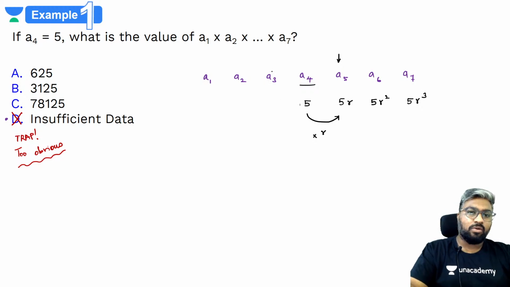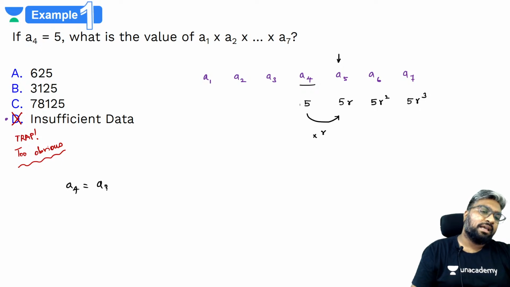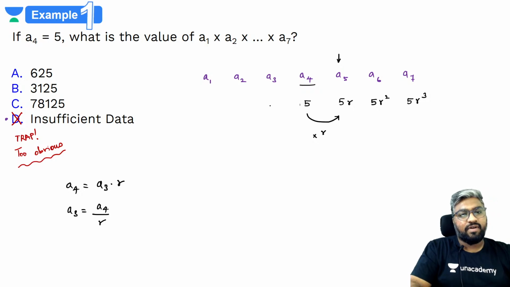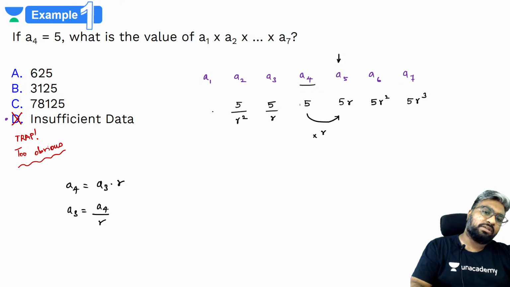ऑल्टरनेटिवली यहां पे देखो A3, है ना? A4 कैन बी गिवन एज A3 इंटू R. मतलब A3 क्या होगा? A4 डिवाइडेड बाई R, है कि नहीं गाइस? A3 क्या होगा? A4 डिवाइडेड बाई R, मतलब 5 बाई R. यहां पे क्या हो जाएगा? फर्दर डिवाइडेड बाई R, मतलब 5 बाई R डिवाइडेड बाई R इज 5 बाई R स्क्वायर. दिस इज 5 बाई R क्यूब.